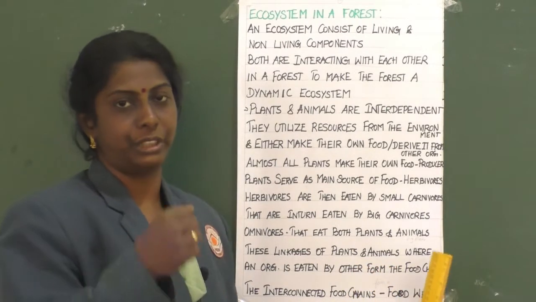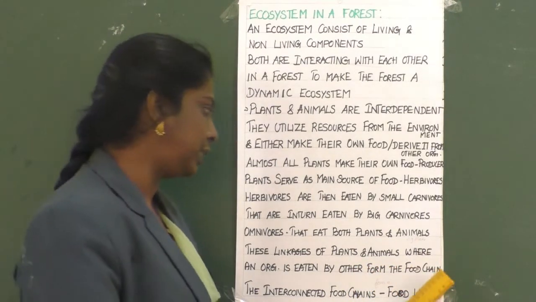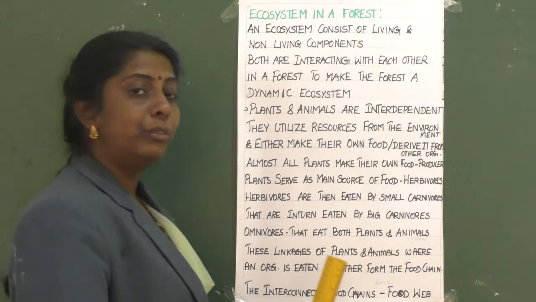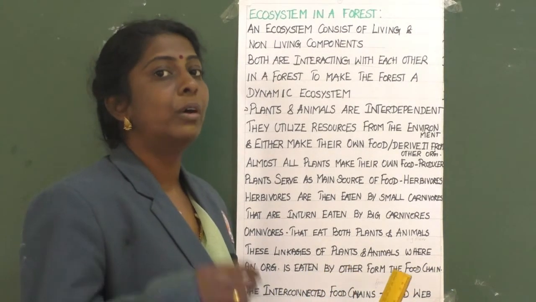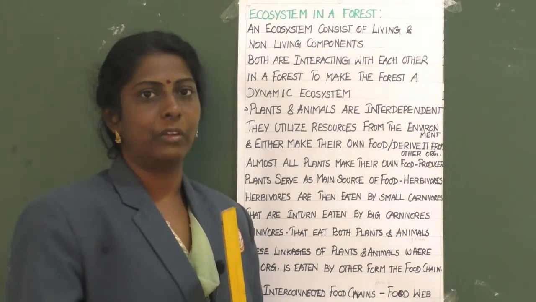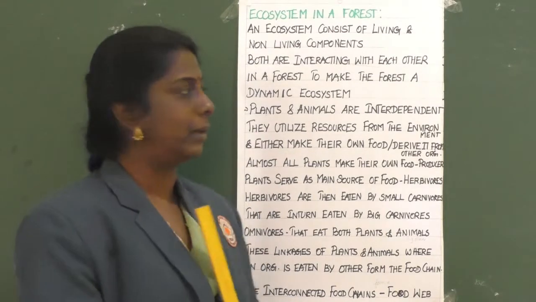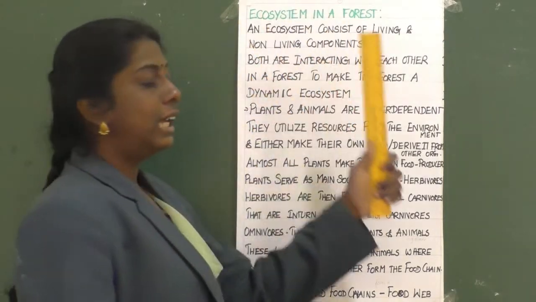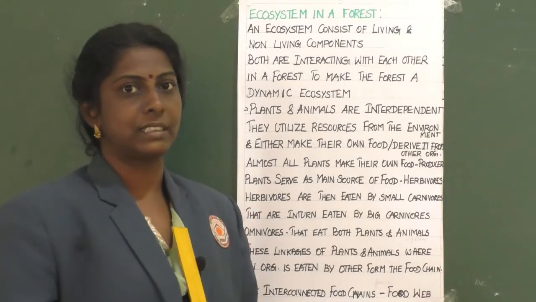These linkages of plants and animals, where an organism is eaten by another, form the food chain. The interconnected food chains form a food web. What is that? Food web. That is what we have about an ecosystem in a forest.